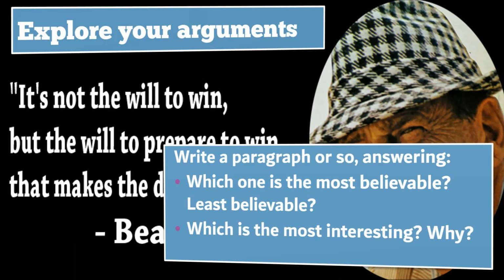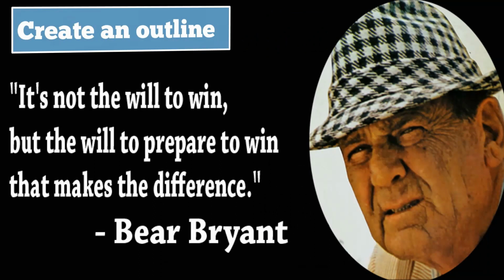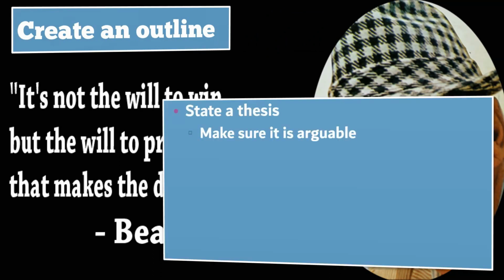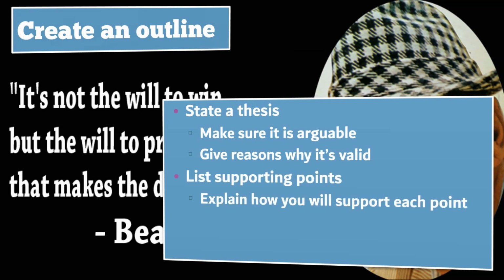The whole point of doing any of the brainstorming is to get enough stuff out of your head and down onto paper so you can start to build up a base of info, of stuff. And once you've got that, you move on to crafting an outline. You know how to do outlines. State a thesis, make sure it's arguable, give reasons why it's valid, list your supporting points, explain how everything fits together. With this particular type of brainstorming, you are listing arguments against your position.